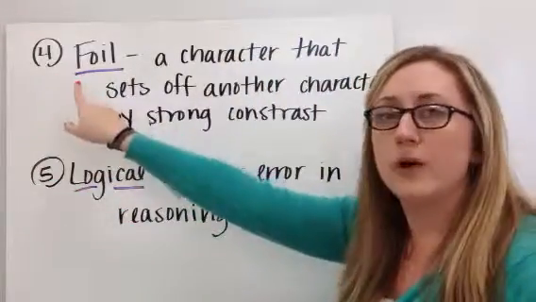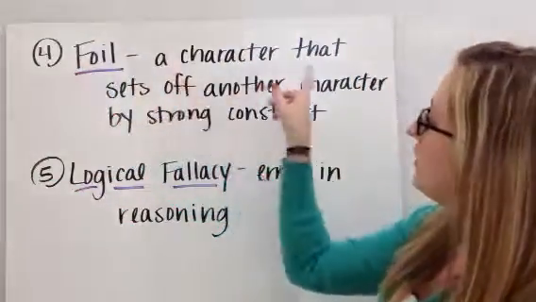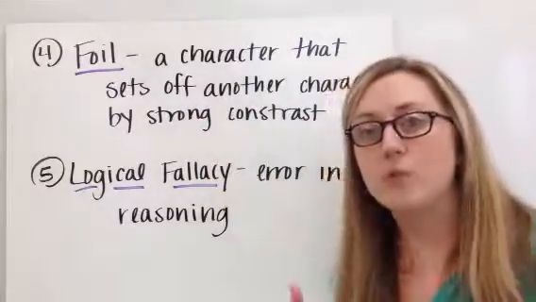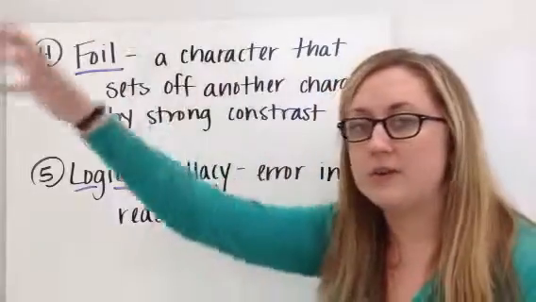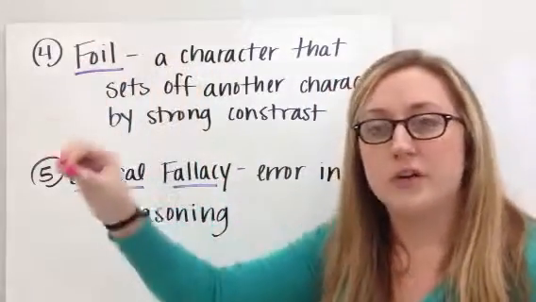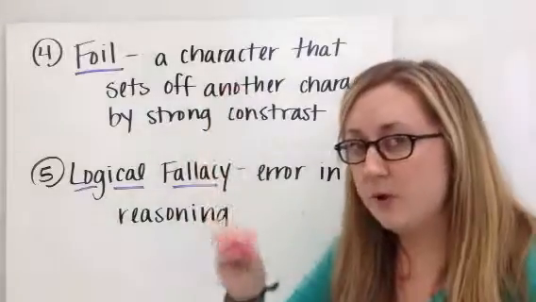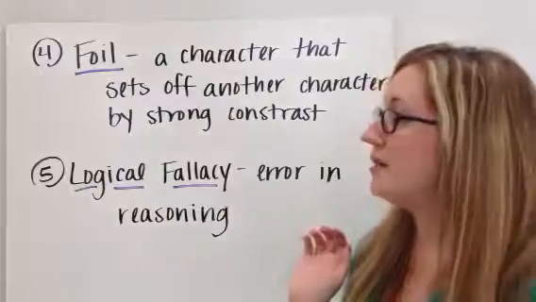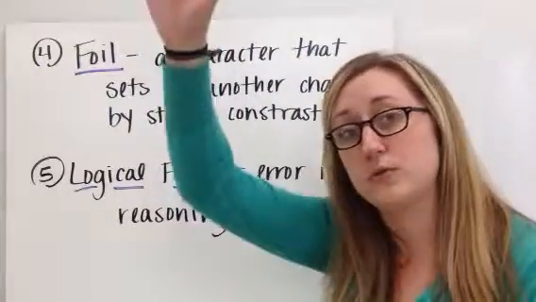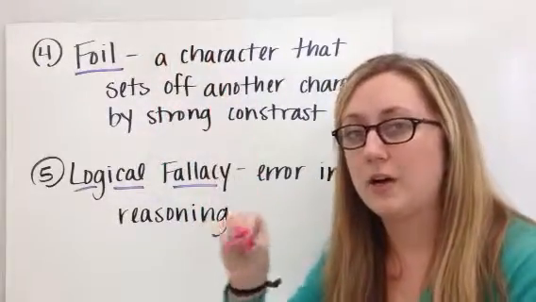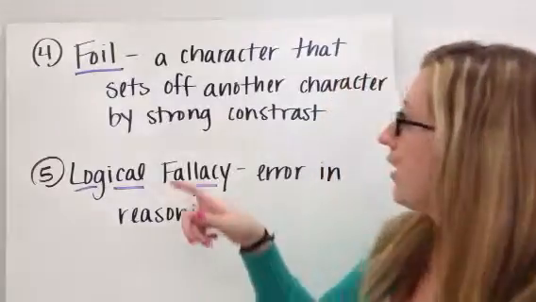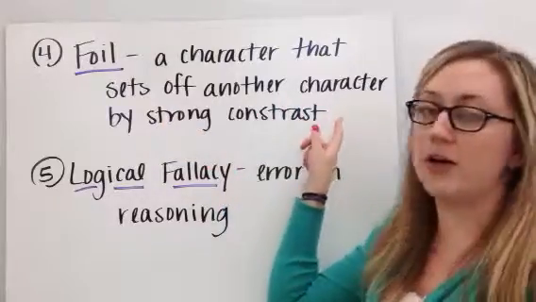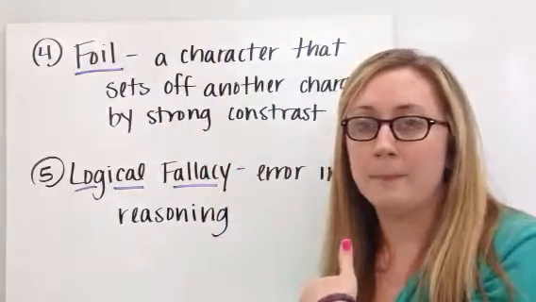Our next word is a foil, so not aluminum foil, but a character that sets off another character by strong contrast. Okay, so if we have one character in The Crucible that we know is very godly or always tries to do right, there's probably going to be a foil to that character that is always making the wrong decision. Or if we know that there is someone who is always telling the truth, there may be a foil to that character of someone who is always telling a lie. A foil is simply some character that sets off another character in contrast by what we know about him or her.